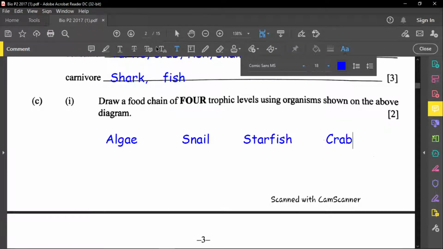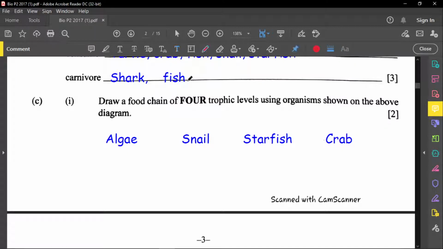And so remember now, to make this accurate, you need to also draw your arrows. The arrows will indicate what is eating what. Okay, so putting the arrows in. All right, and that's your food chain with the 4 trophic levels. All right, so that will be your answer right there. All right, so let's go to the other question.